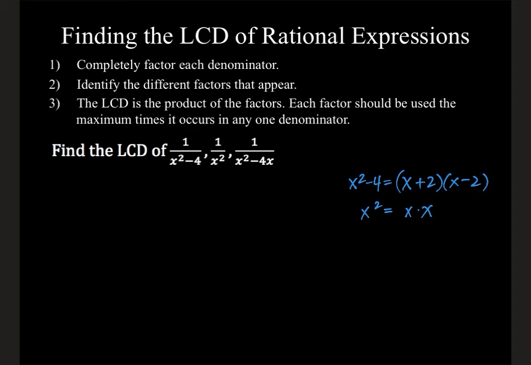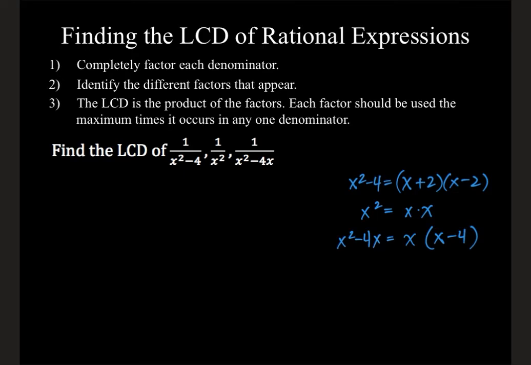X squared minus 4x. I can factor x out of that. X times x minus 4. Okay, so now that I've completely factored each denominator, I can move on to step 2, identify the different factors that appear. So even though some might be repeated throughout the different ones, I want to have at least one of each. And the LCD is the product of the factors. Each factor should be used the maximum times it occurs in any one denominator.